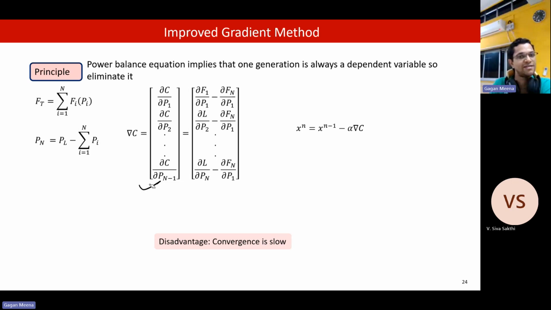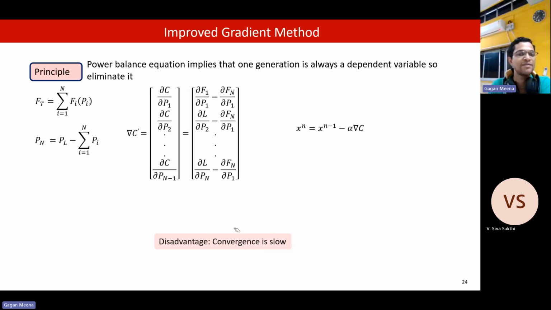We have n minus 1 generators. Same thing, instead of gradient of L, now we have gradient of C, because you can see there is no lambda term here. There are n minus 1 variables here. Earlier we had n plus 1 variables, n for generators and 1 for lambda. Here we have no lambda variable, only n minus 1 variables. We can use the same update rule here, so this will give us a better result.